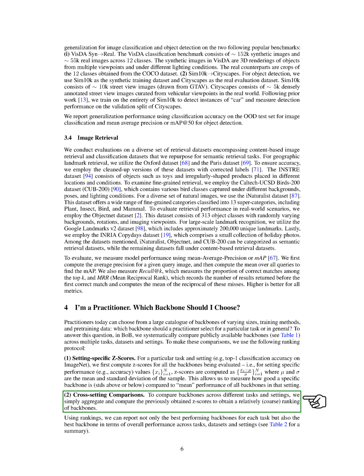Secondly, we compared backbones across different tasks and settings by aggregating and comparing the previously calculated z-scores. This gave us a rough ranking of the backbones. Using these rankings, we were able to identify not only the best performing backbones for each task but also the best backbone in terms of overall performance across tasks, datasets, and settings.